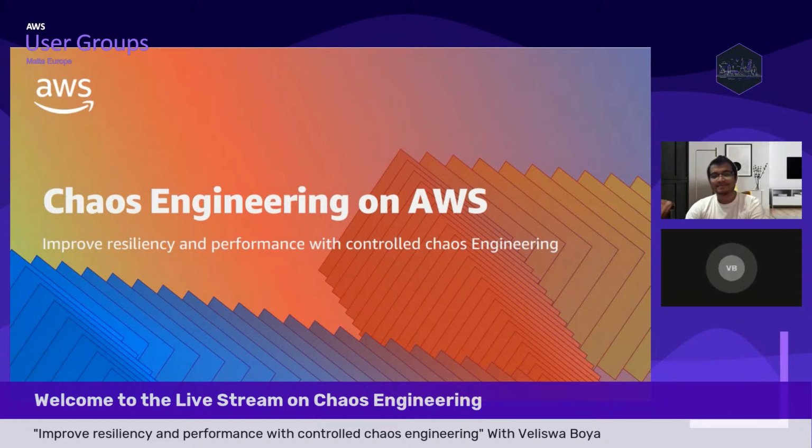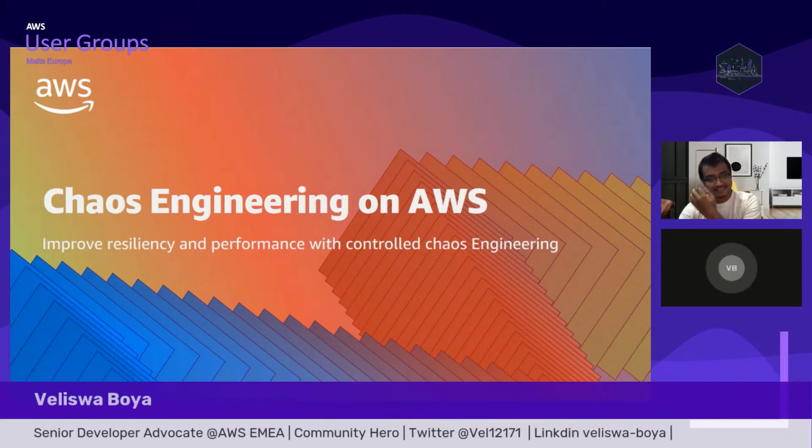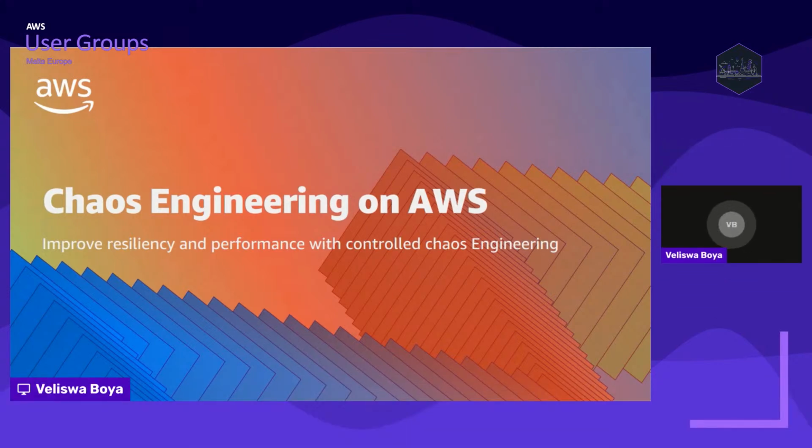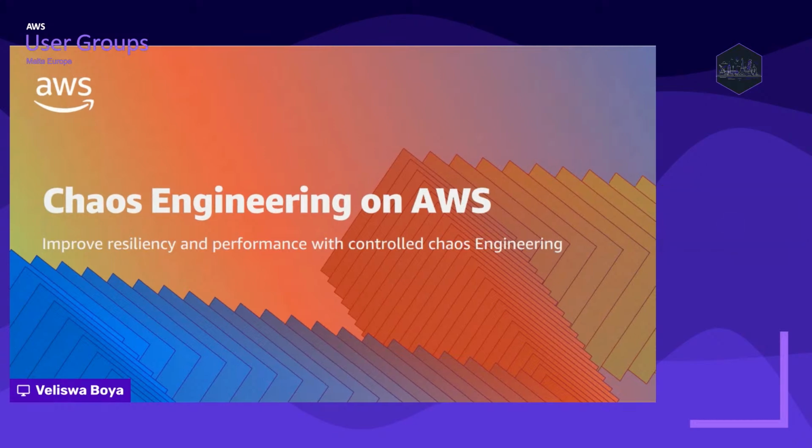Let me start. I'm speaking off camera today, but I'm sure you've seen photos of me, and I've got a photo of myself here somewhere, so you'll get an idea of what I look like. Again, thank you for inviting me here, and thanks to everyone who's joined. Like Ganesh already said, today we're going to talk about chaos engineering on AWS. How can we improve resiliency and performance of your applications with controlled chaos engineering? You don't have to have prior knowledge of chaos engineering to follow along today. We'll go through everything from the beginning.